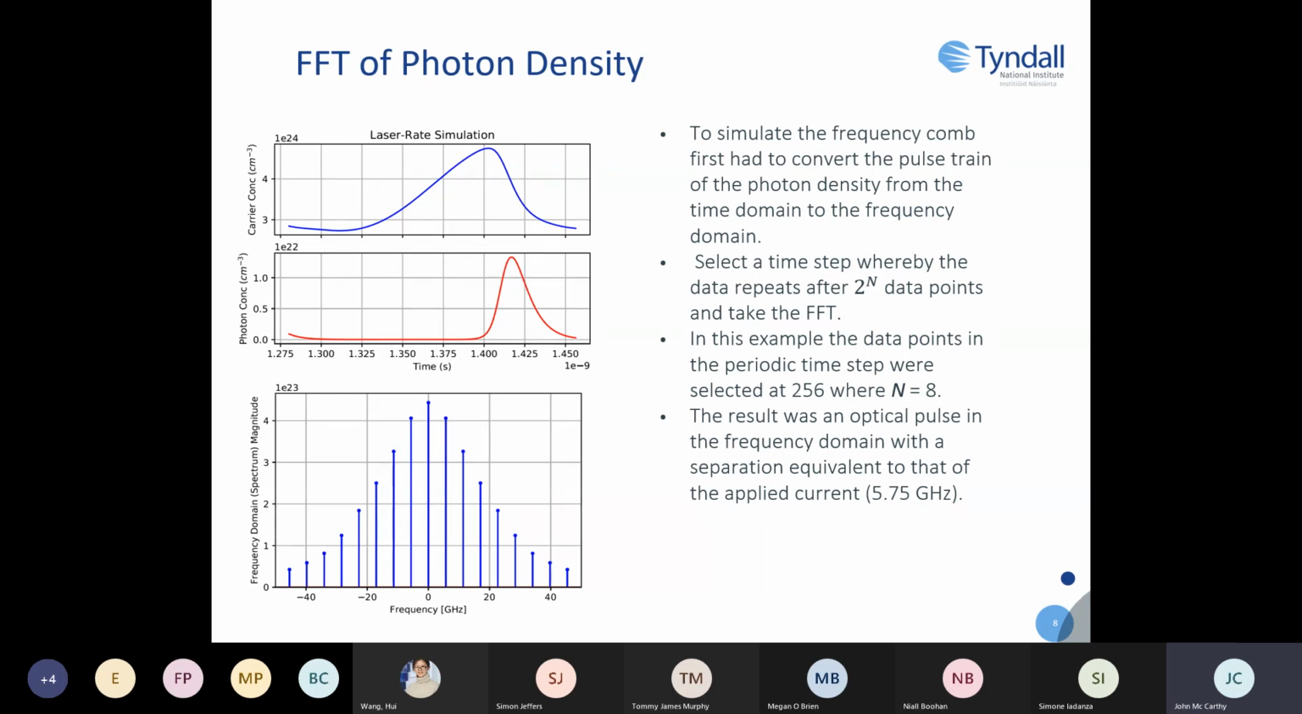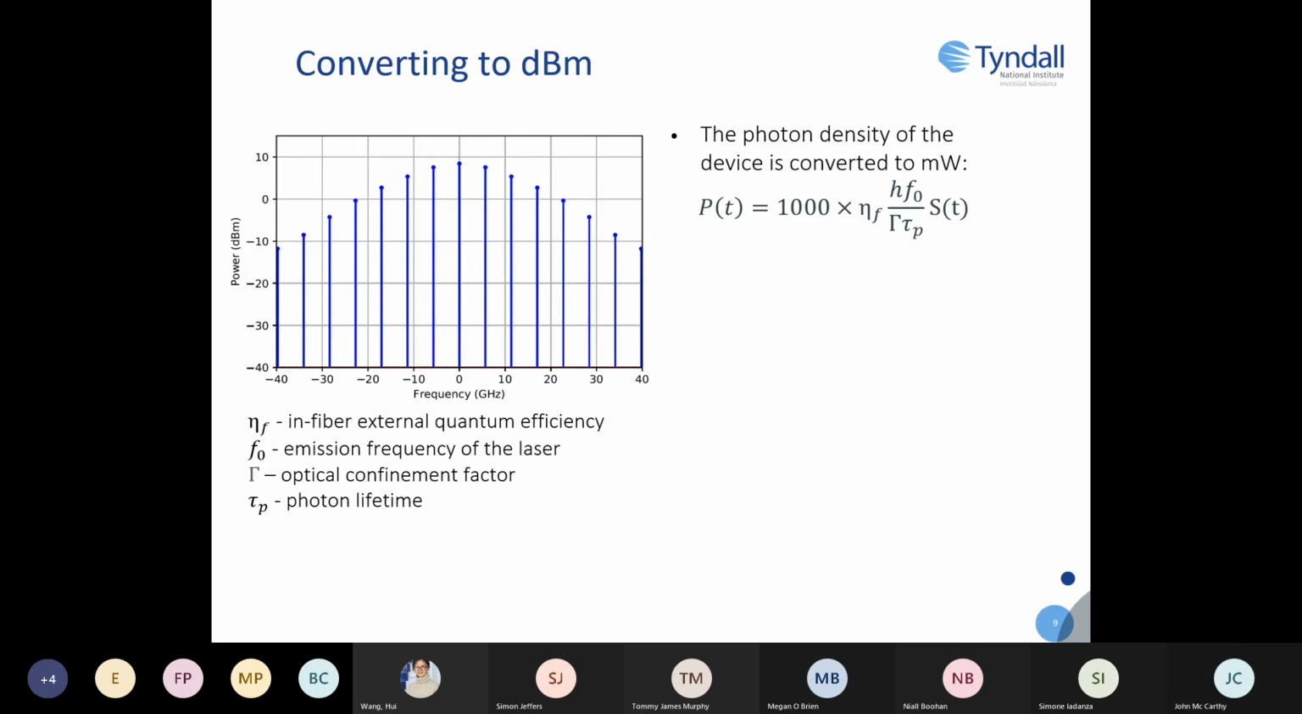And since I use an RF frequency supply of about 5.75 gigahertz, the frequency separation of the optical pulses is equivalently 5.75 gigahertz. The next step is to convert these optical pulses into what we would view on a spectrum by converting to dBm, which is shown on the plot here, and so a comb has been simulated.